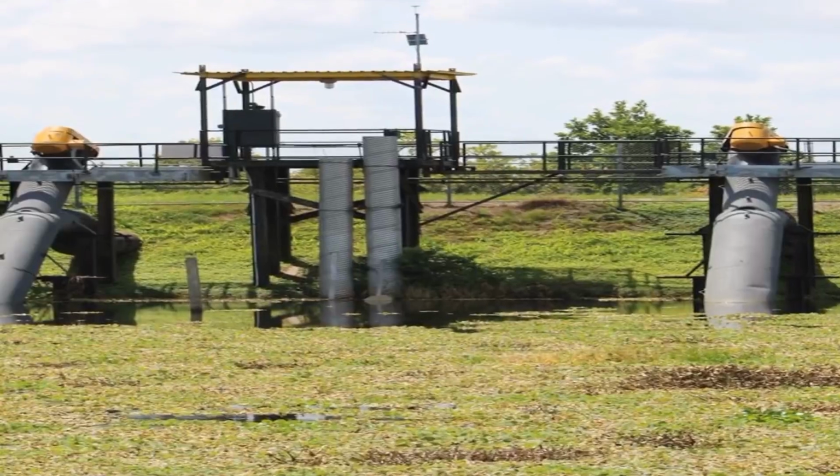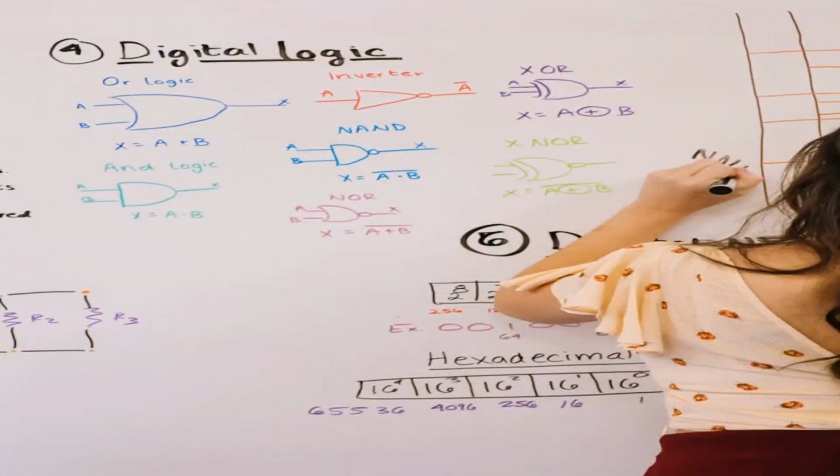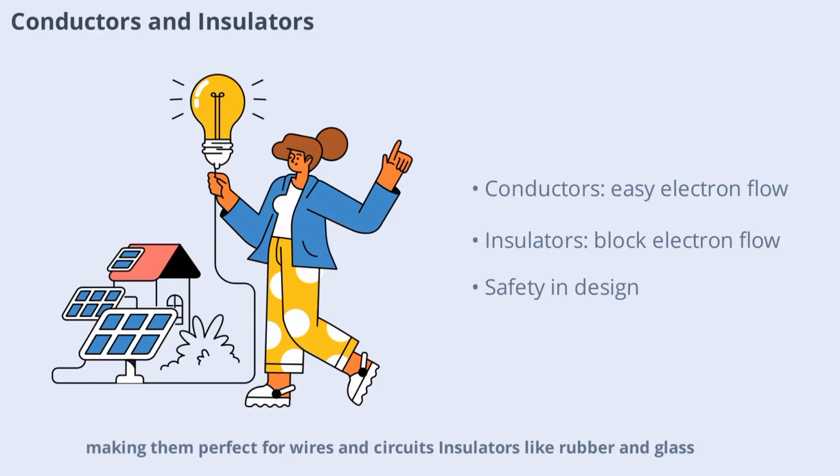Not all materials allow electrons to move freely. Conductors like copper and aluminum have electrons that can move easily, making them perfect for wires and circuits. Insulators like rubber and glass hold onto their electrons tightly, preventing the flow of electricity. Understanding the difference between conductors and insulators is key to designing safe and efficient electrical systems.